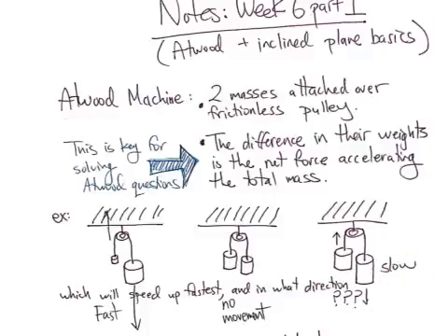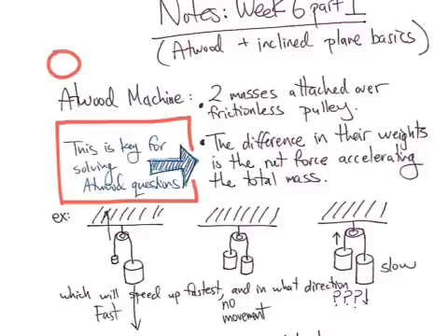So this is key for solving the Atwood questions: you treat the two masses as a system. So there's a mass and there's a mass, and together they move, right, up or down. So if we treat them as one object, the force downward, the weight due to this one, is going to take away from the weight due to this one. So the difference in their weights is the net force accelerating the total mass. So that's key.